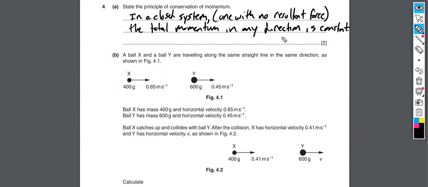An equal way of wording that is to say the total momentum of all the objects before a collision equals the total momentum of all the objects after the collision, right? So that the momentum is conserved before and after collision. If you said something to that effect, 2 marks for that one.